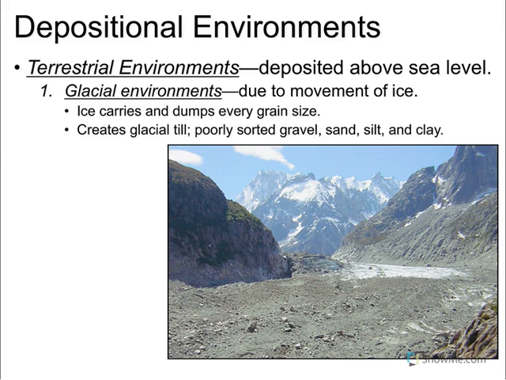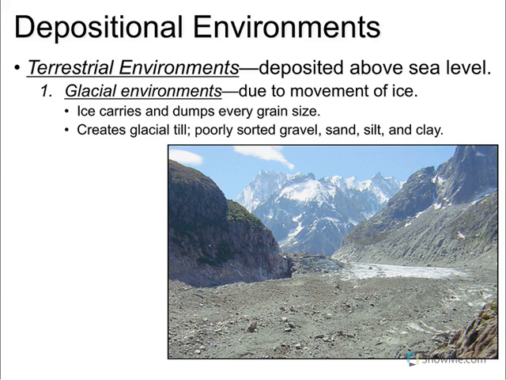So we're all above sea level. We're up on the land. One type of environment is a glacial environment. This is where we get ice. Ice acts like sandpaper as it moves over the rock, so it's highly abrasive, and it's going to pick up that material and carry it. And it can actually carry it a really far way. It can pick up both little and big pieces.